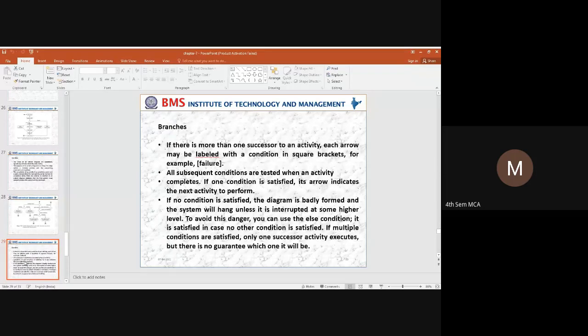So the next thing is branches. What do we mean by branches? It is nothing but a condition, right? If any one of the conditions is satisfied, it has to execute the corresponding statements or corresponding action, or else it has to execute the other way round. So in an activity diagram we can indicate the branch.